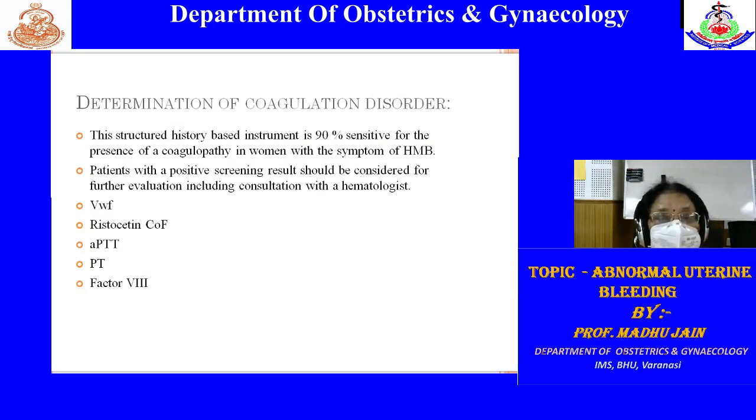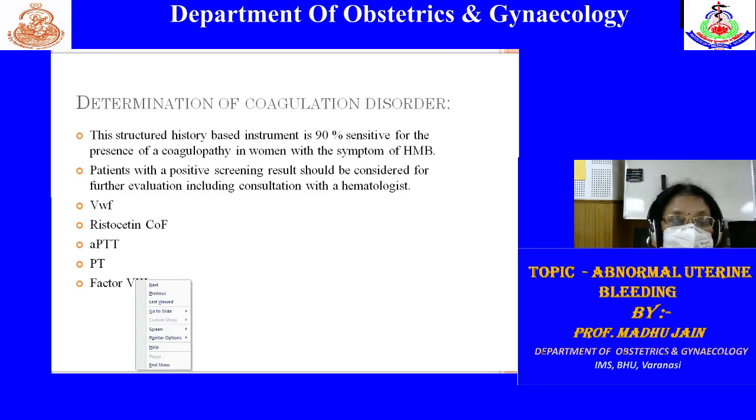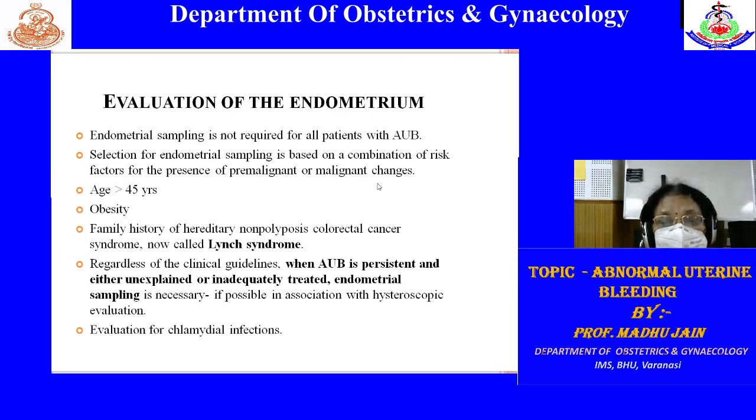Now, determination of coagulation disorders: after taking the proper history, how will you confirm? You do BT, CT estimation, PT, activated partial thromboplastin time, von Willebrand factor antigen and its activity, ristocetin cofactor activity, and factor 8. If these tests are abnormal, then you suspect the patient has von Willebrand disease, and the patient should be referred to the hematologist for consultation. Coagulopathy can be very easily diagnosed by proper history.